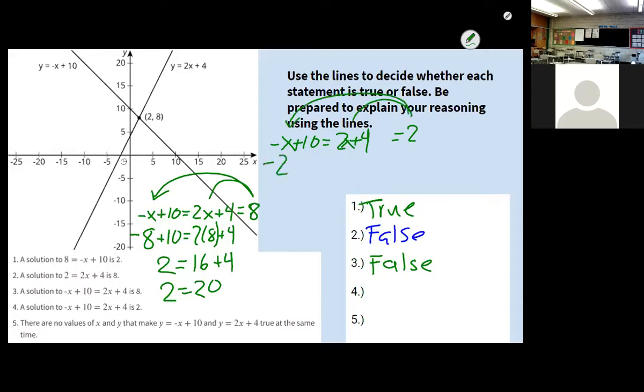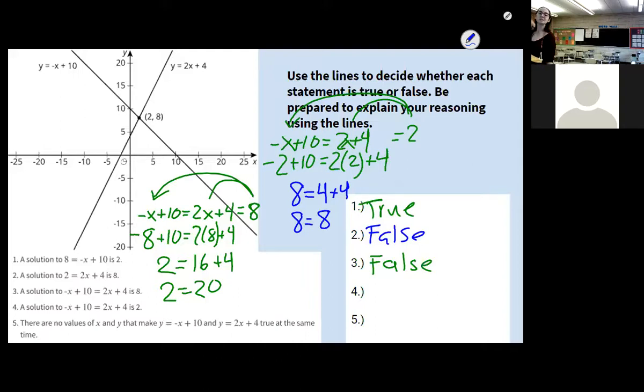So negative 2 plus 10 is equal to 2 times 2 plus 4. So negative 2 plus 10 is equal to, nice job, it's equal to 8. The left side is equal to 8, is equal to 2 times 2 is 4, plus 4. That simplifies to 8 is equal to, nice job, Max. Awesome job, Ian. Awesome job, Gwen. 8 is equal to 8.